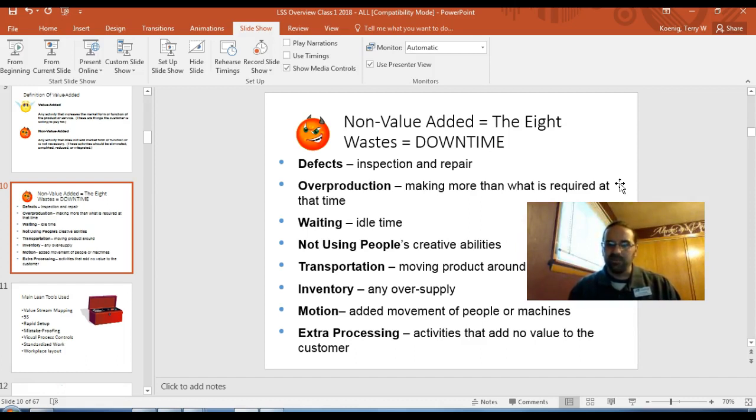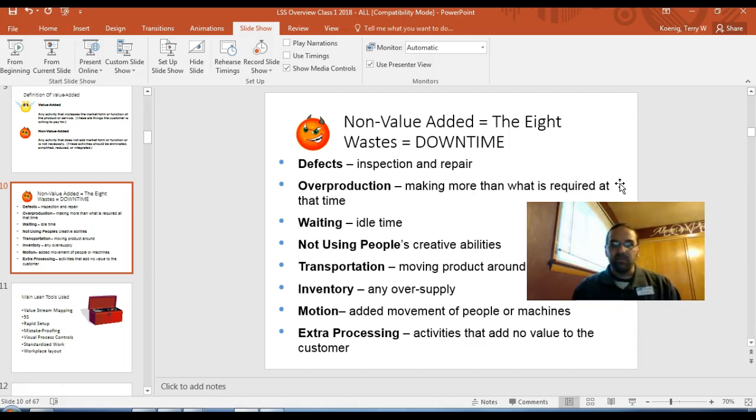Overproduction, making more than what's required at that time. This could be printing newspapers. This could be making iPhones. If Apple thinks it needs to make 10 million iPhone X's and they only sell 9 million, there's a million leftover phones. That's a pretty big deal. Waiting, one of the biggest wastes you will find. Easy to see, easy to identify. That's just idle time, standing around.